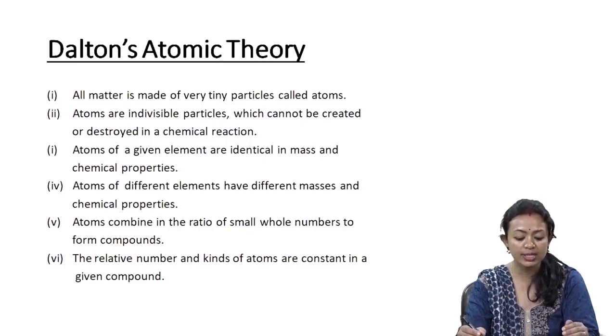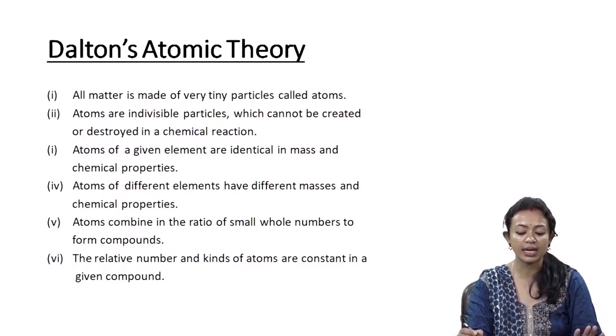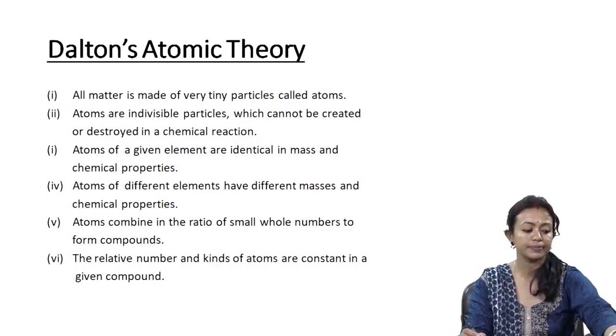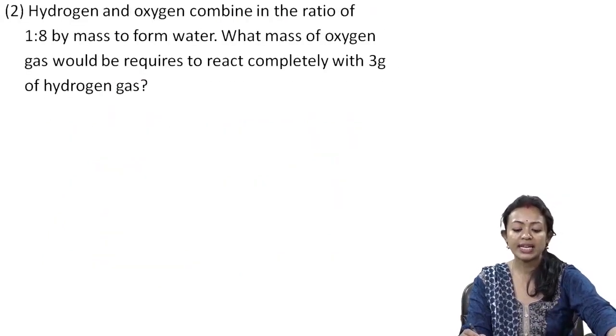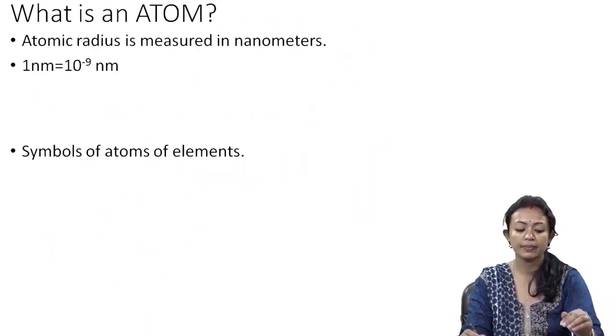So John Dalton said that whenever there is a compound formation, the atoms of the elements are always combining in whole numbers. The last one, the relative number and kind of atoms are constant in a given compound. Why? It is in accordance to the law of definite proportion. So taking this into account, we had solved some problems.